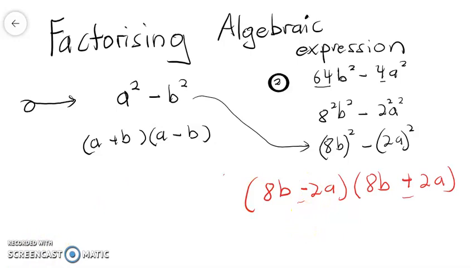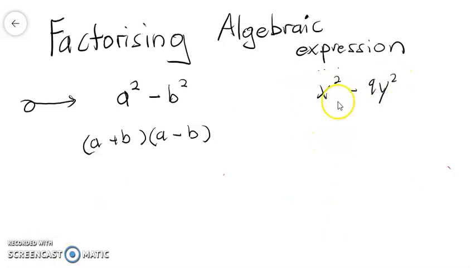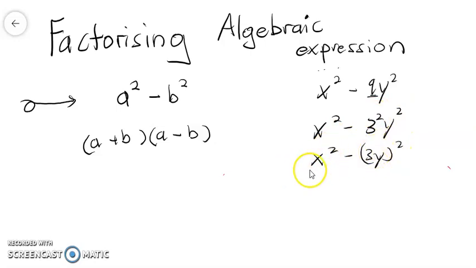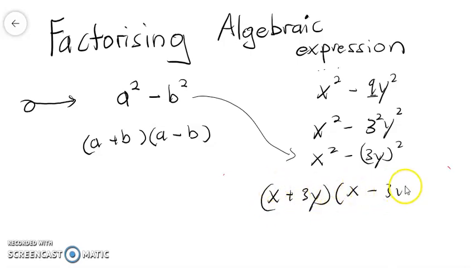Now we move on with the third example. Now this 9 can be 3 square. So here we can make it into a bracket of 3y, squared. Here we follow this and we make it into, first we put a plus of 3y, then a minus of 3y. Guys, this is your answer for this question.